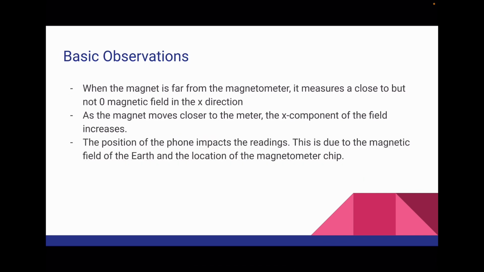When the magnet is far from the magnetometer, it measures a close to, but not zero, magnetic field in the x direction. This could mean that there is another magnetic field affecting the magnetometer from other objects in the room. As the magnet moves closer to the meter, the x component of the field increases, and the position of the phone impacts the readings. This is due to the magnetic field of the Earth and the location of the magnetometer chip.